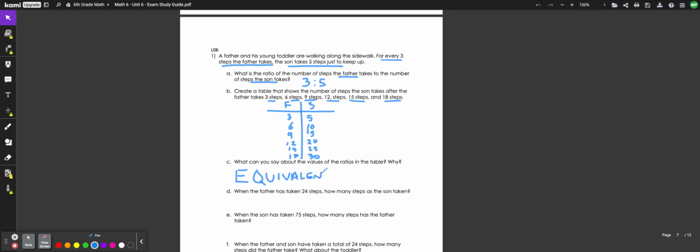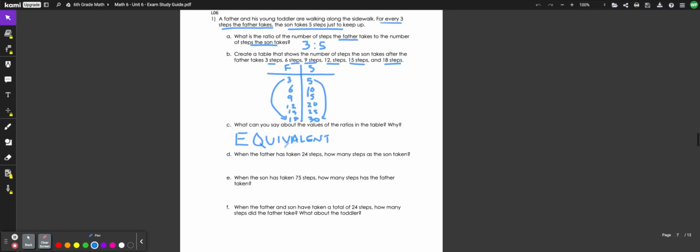Now for every 3 steps, the son takes 5. We add another 3, another 5, another 3, another 5, another 3, another 5. Or if we go from 3 to 18, we multiply that by 6. 5 times 6 gives us 30. So as long as we see that it's increasing by the same amount every single time, we know that repeating addition is the same thing as multiplication. So we're multiplying or dividing by the same amount. Therefore, this ratio table is equivalent.